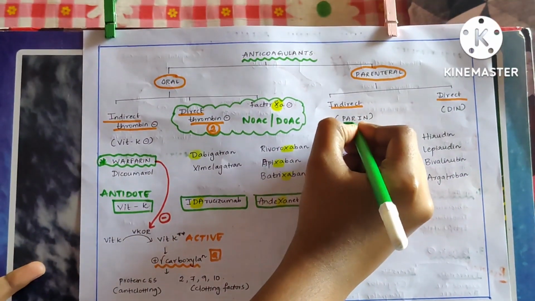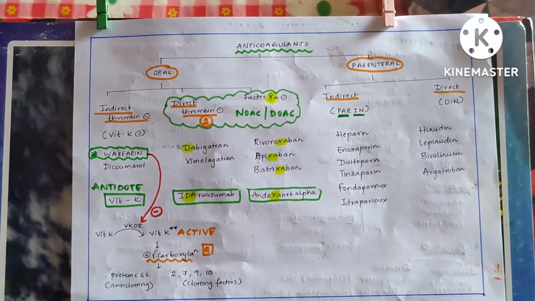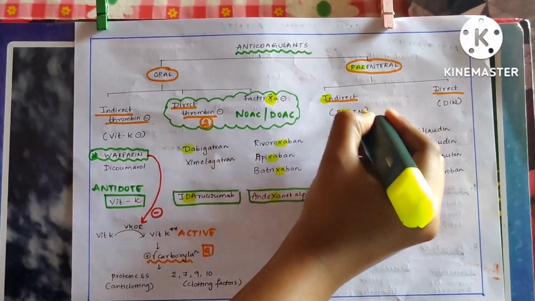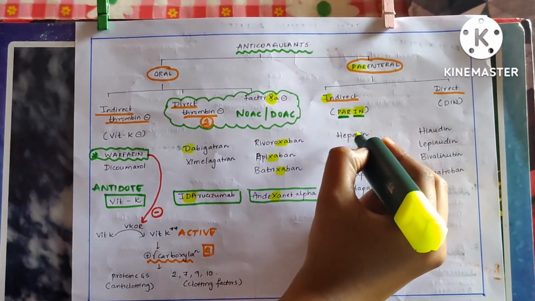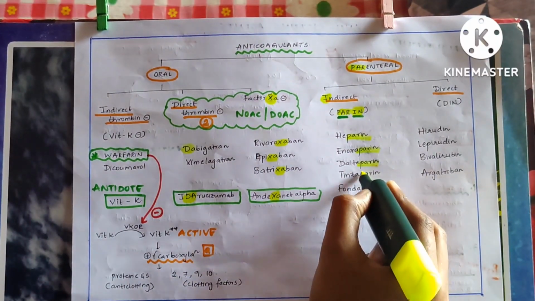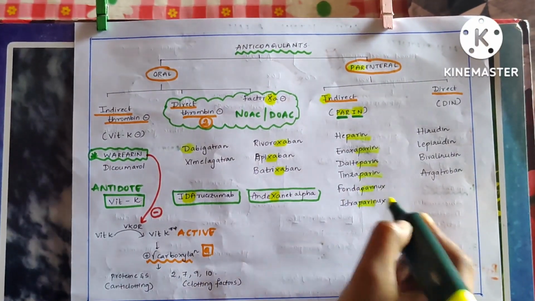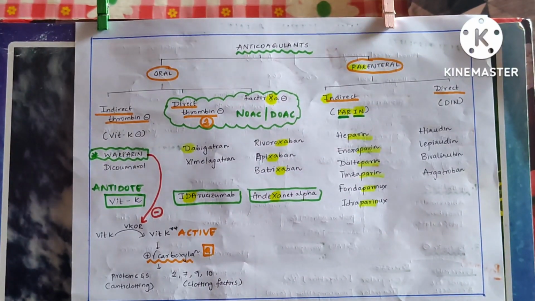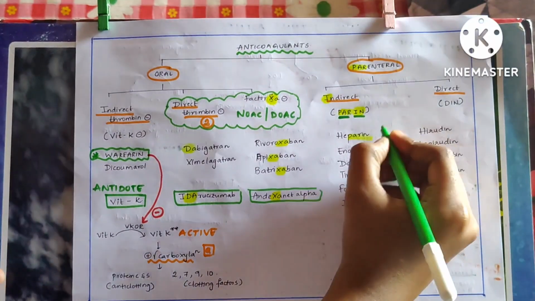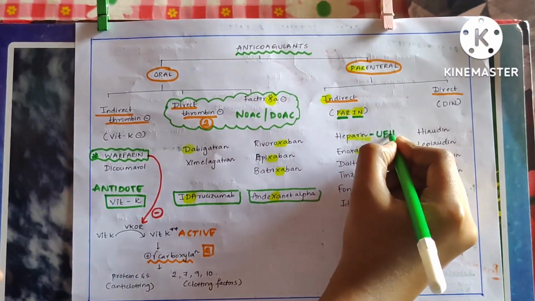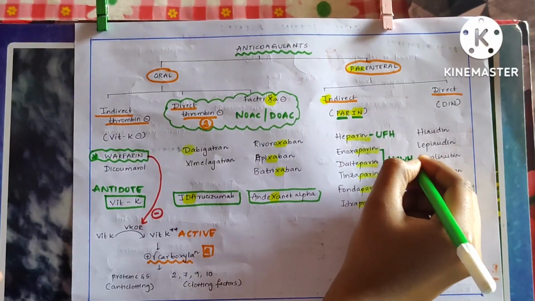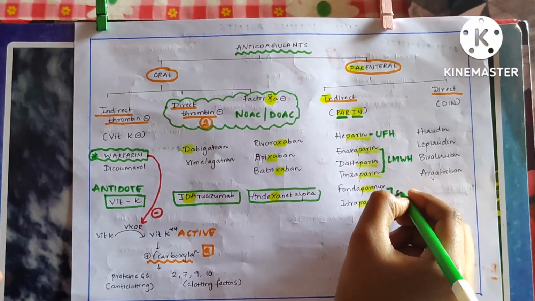So let us go towards the parenteral now. Parenteral also has indirect and direct. The word parenteral has PAR in it, and indirect is IN. So all the drugs that are parenteral and indirect acting are parins: heparin, enoxaparin, dalteparin, and so on. So every word has parin in it: parenteral, indirect. When we discuss heparin, it is unfractionated heparin, whereas the next three drugs, that is enoxaparin, dalteparin, and tinzaparin, are low molecular weight ones.